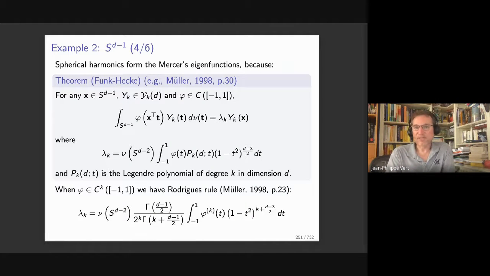And so this theorem tells us that for any kernel that is a function phi of the inner product, these functions, the spherical harmonics, are eigenfunctions of the operator LK. As before, the eigenfunctions do not depend on phi, but what depends on phi are the eigenvalues. And there is a complicated formula written here that gives you lambda k as a function of phi.